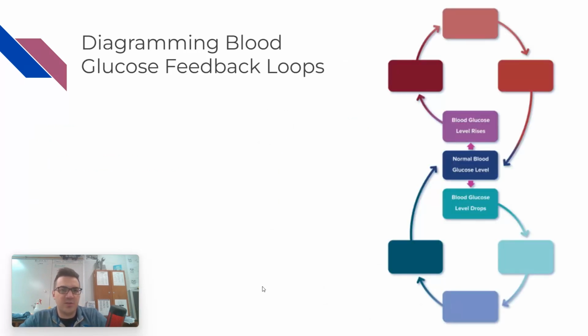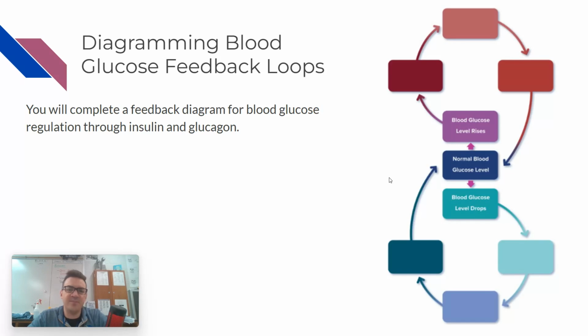So what you're going to be doing in your lab journal, although if you wanted to do it digitally and submit it digitally, you could do that if you want, is you're going to research and diagram glucose feedback loops. So how does the body maintain normal blood glucose levels, right? So you're going to need to research the action of both insulin and glucagon. We've already talked about insulin. You should be pretty familiar with what insulin does.